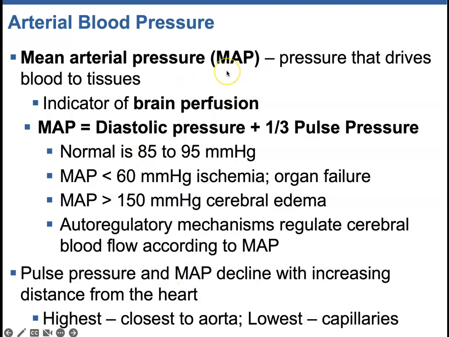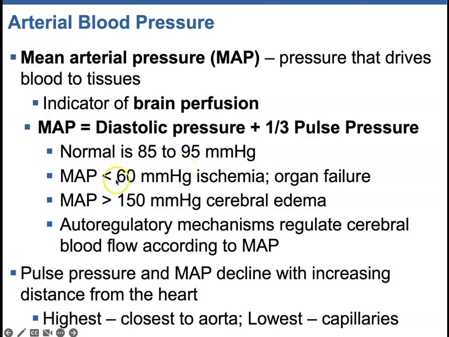Mean arterial pressure is a function of your pulse pressure. So it's equal to diastolic pressure plus 1/3 of the pulse pressure. So 1/3 of the difference between systolic and diastolic. Normal MAP is between 85 to 95.